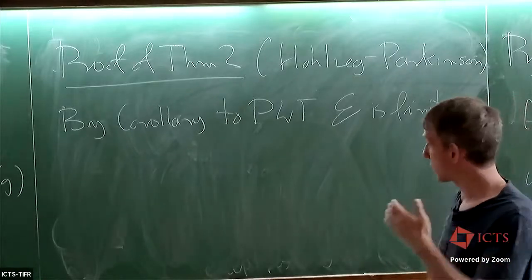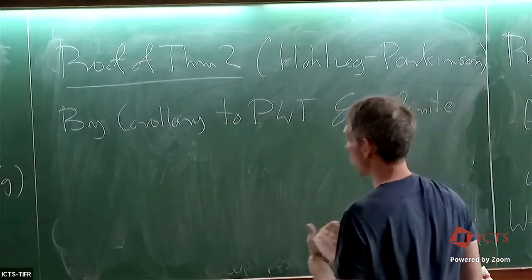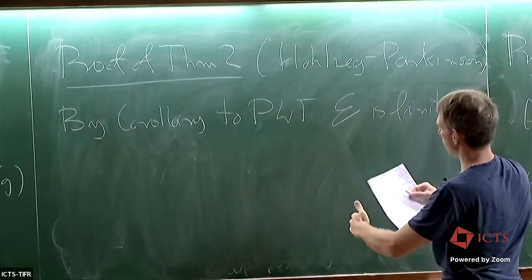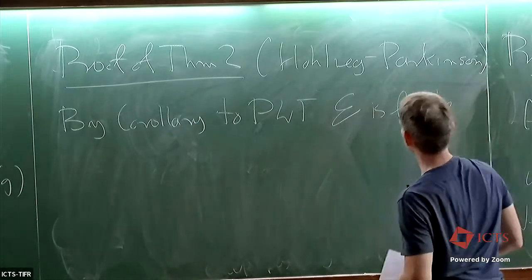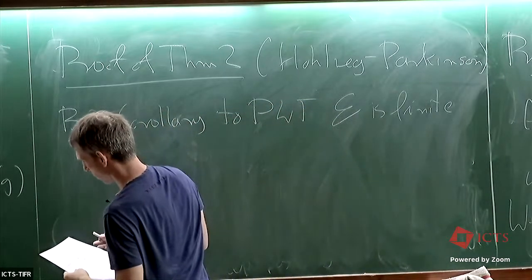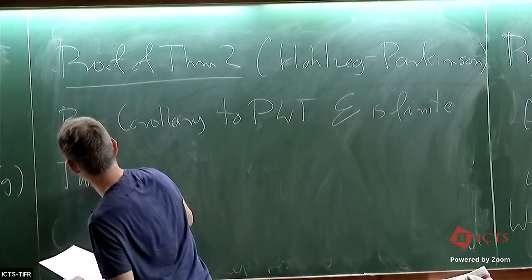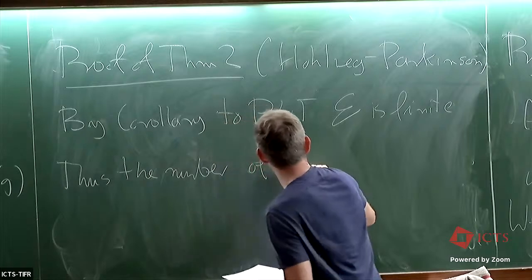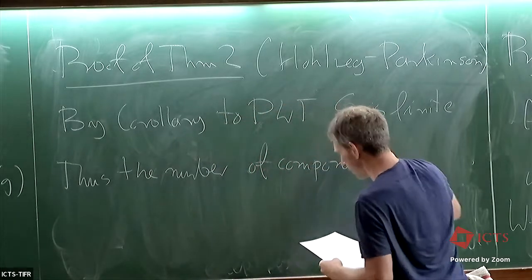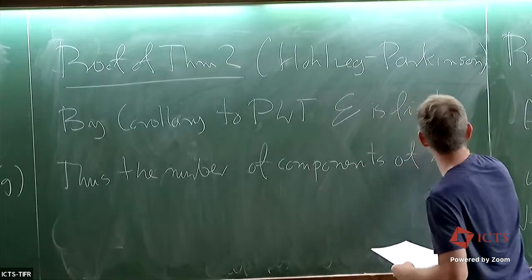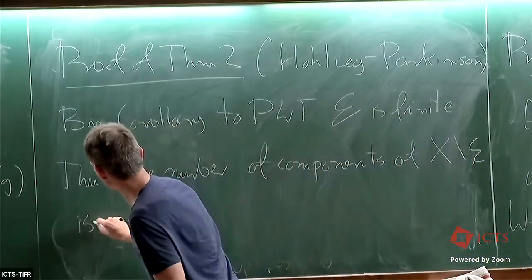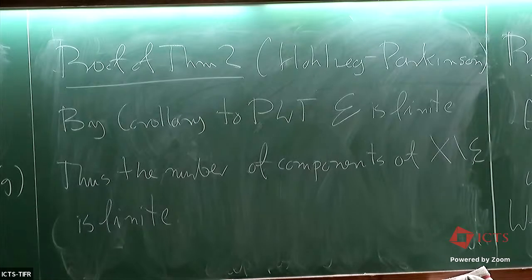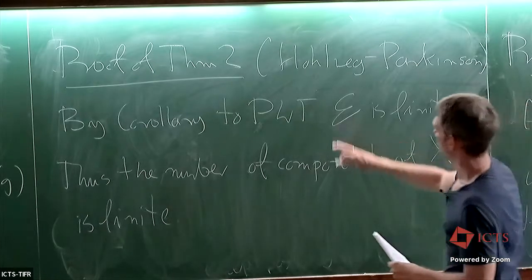So we have this finite set of walls cutting the Cayley graph into components, but since there are finitely many walls, it's easy to see that there are only finitely many complementary components. So thus, the number of components of the complement, since they are convex, is finite. At most 2 to the number of walls.